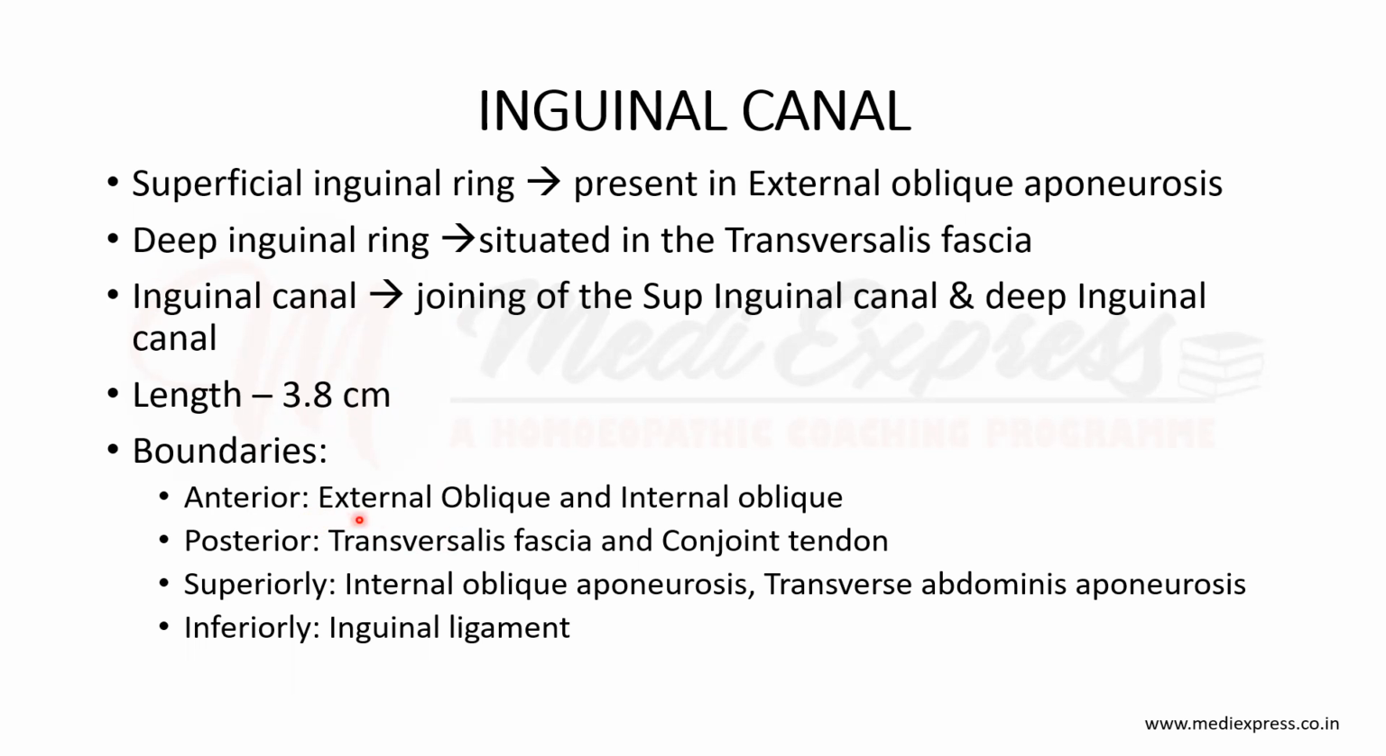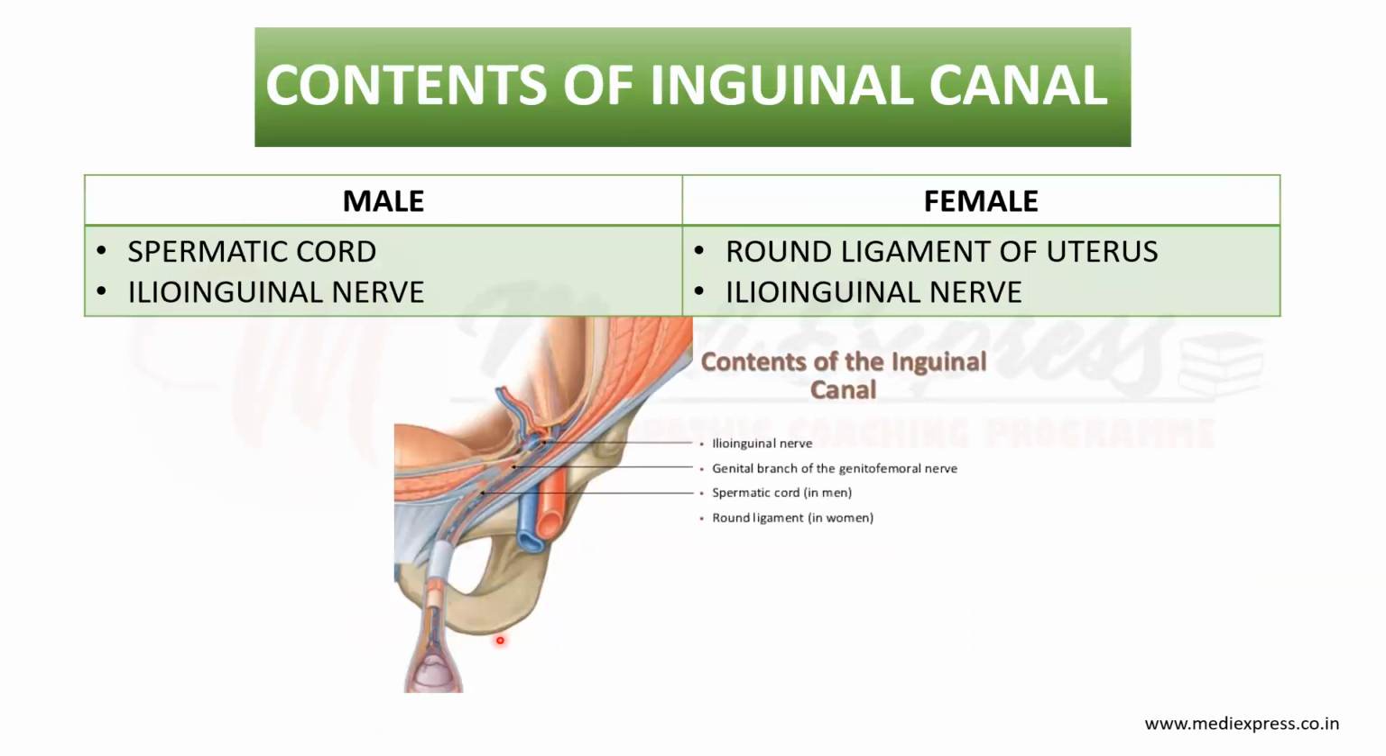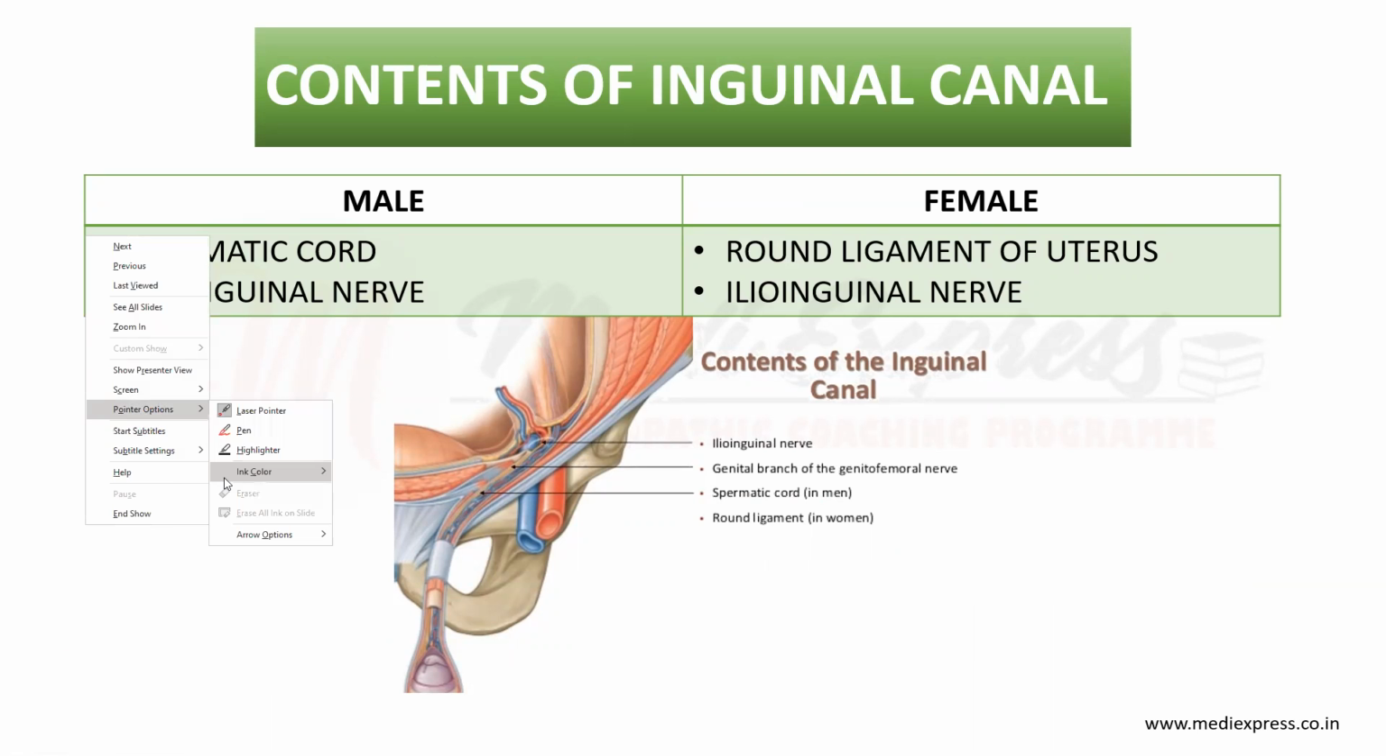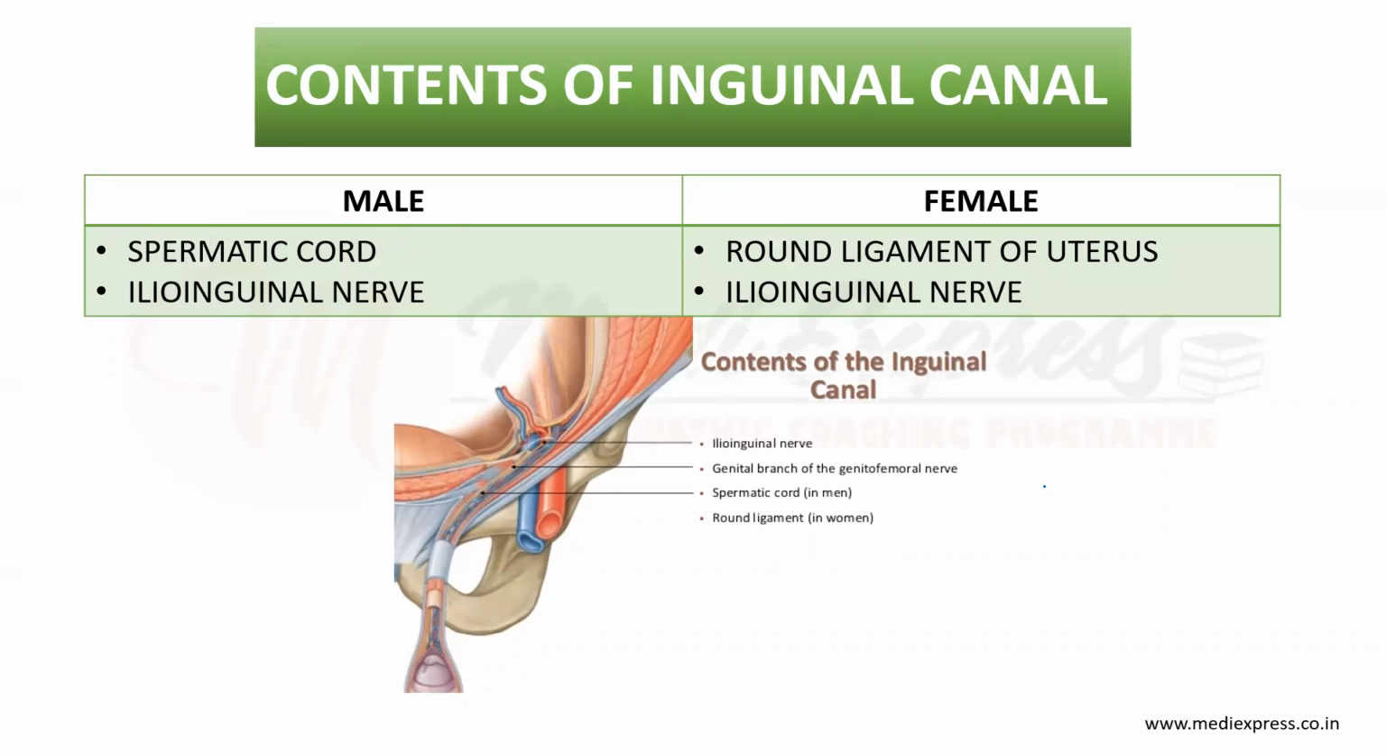The boundaries: anteriorly, we have the external oblique muscle and the internal oblique muscle. Then the posterior boundary has transversalis fascia as well as conjoint tendon. Superiorly, internal oblique aponeurosis and transverse abdominal aponeurosis. And inferiorly, we have the inguinal ligament. But what is actually asked about the inguinal canal is its contents. Now talking about the contents, let us mention in detail. The first content is the spermatic cord.